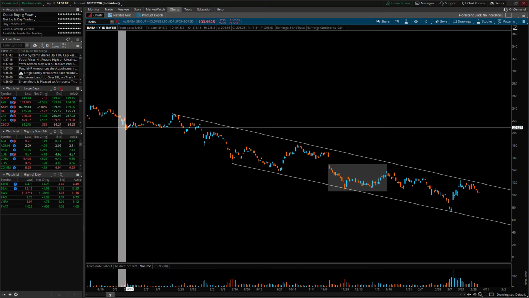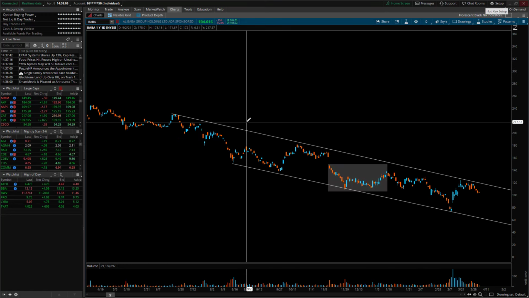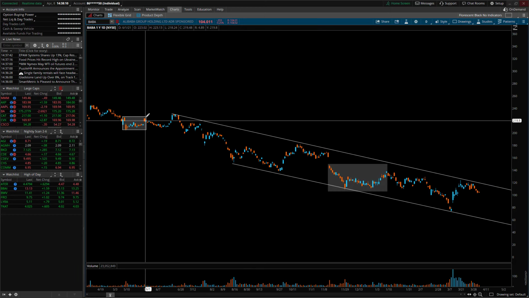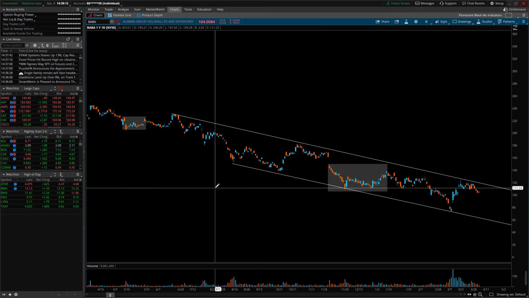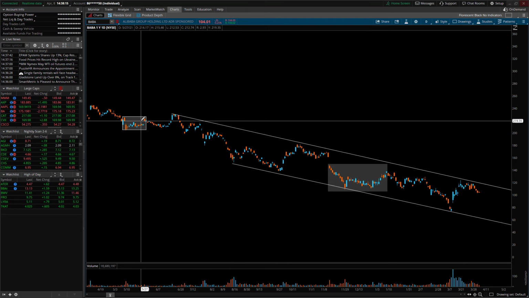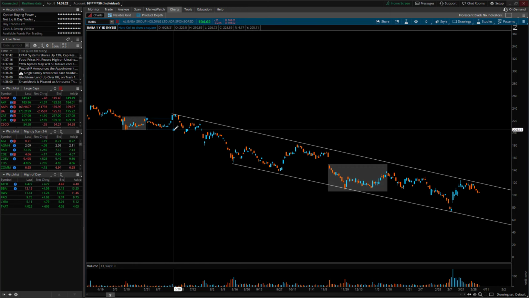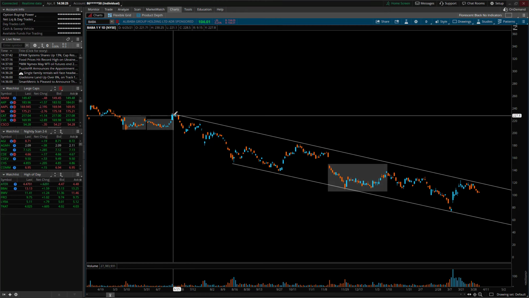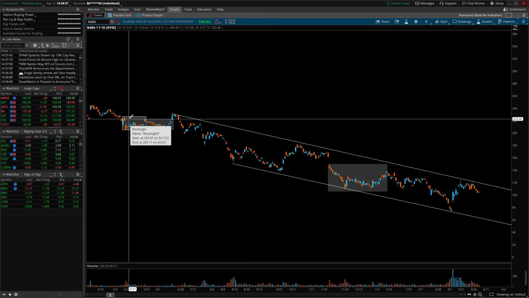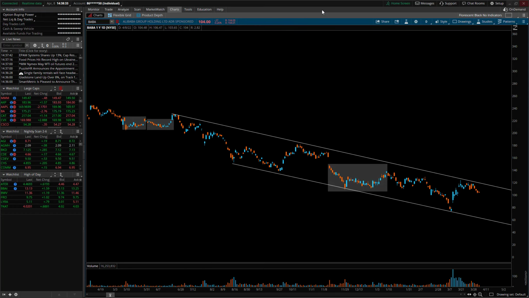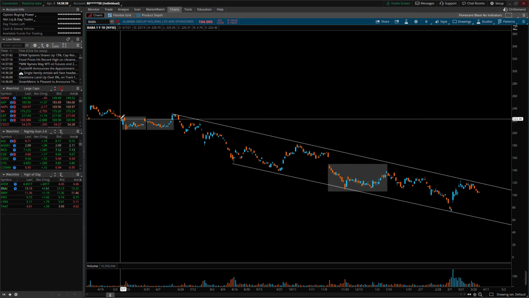You'll see back over in here, cup. See that rounded bottom? A handle. What did it do? Not much of anything. This one has a cup, right? No handle. So this was a cup right over in here. It didn't have a handle. It just broke out over this level here. And then what did it do? It failed.